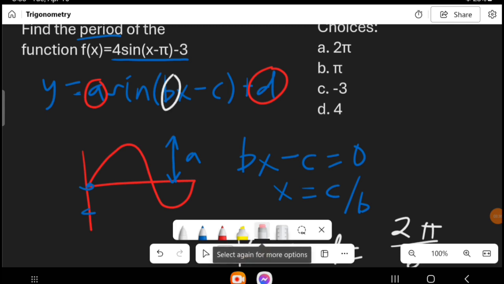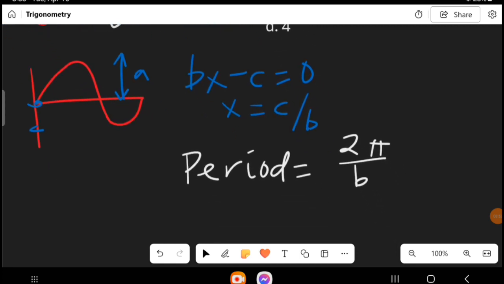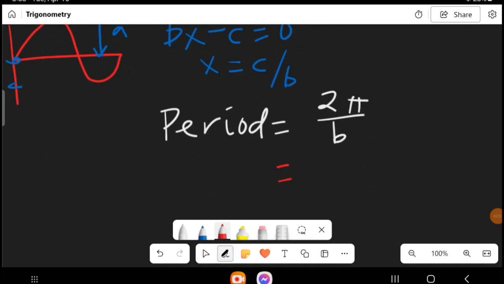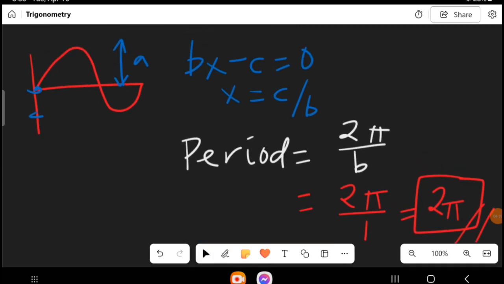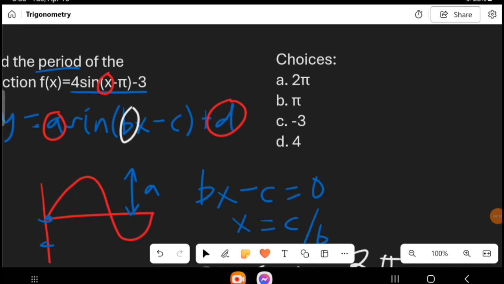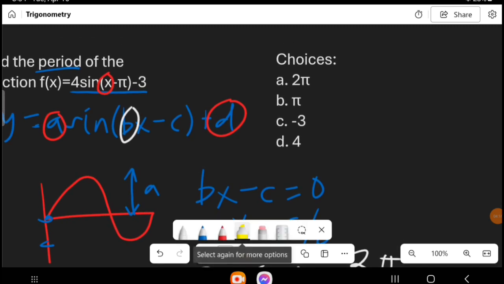So in our example, since we only have sine quantity x minus pi, the coefficient of our x here is simply equal to 1. Therefore, our period is equal to 2 pi over 1, or simply 2 pi. This is our period. So that's it, as simple as that. 2 pi, that's our answer, which corresponds to option A.